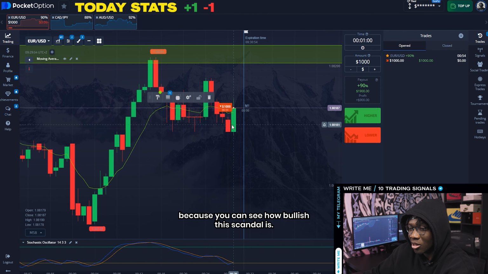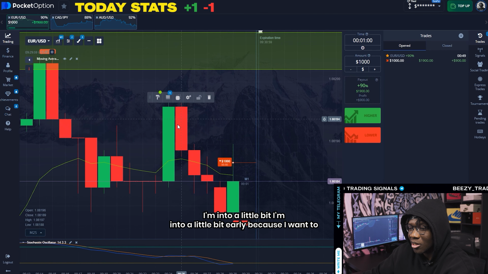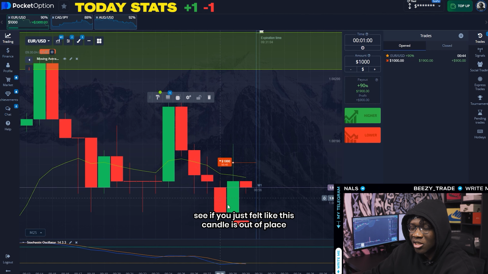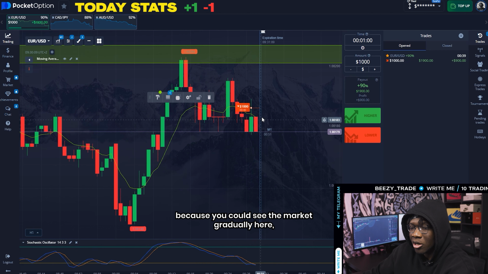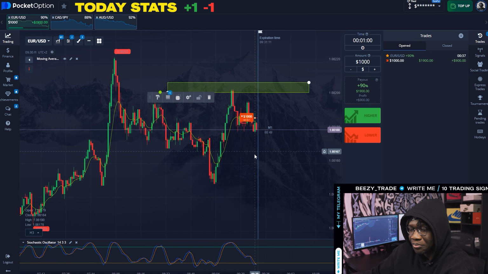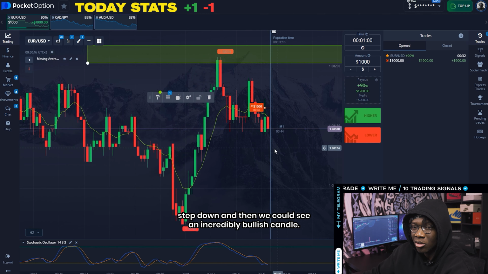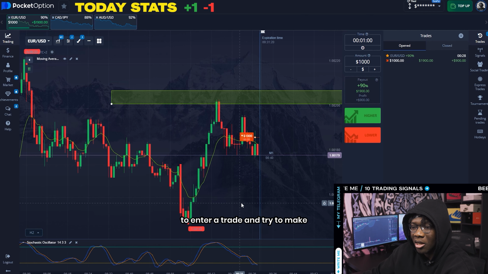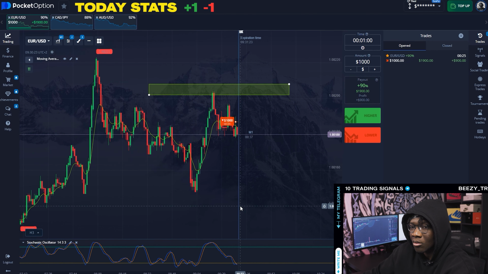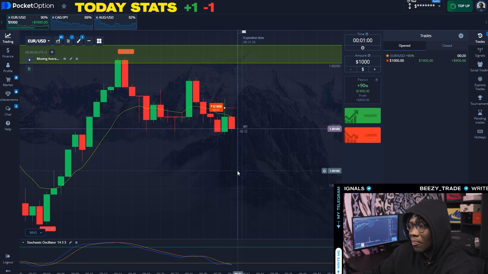Because you can see how bullish this candle is. It's ridiculously bullish. But we do not see any. Okay, I'm gonna enter a little bit early because I want to wait. It just felt like this candle is out of place, because you can see the market gradually step down here, and then we can see an incredibly bullish candle. And once I saw that, I'm like, okay, this is going to be a good opportunity to enter a trade and try to make a couple of bucks. In this case, would be about $900 off of that, easy.